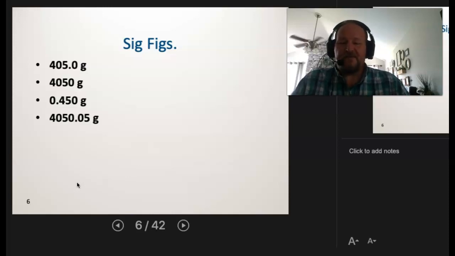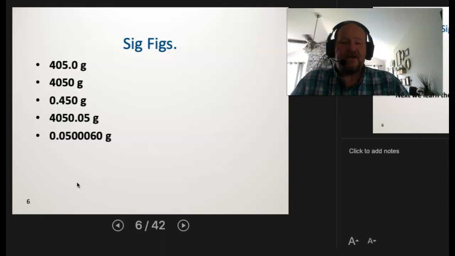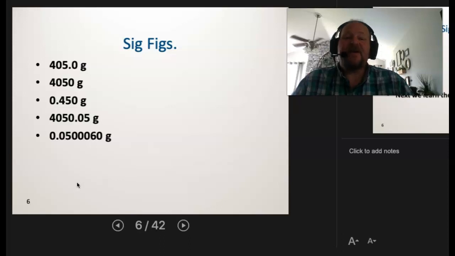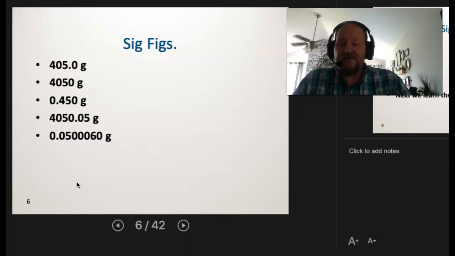How about 4,050.05? Right, now all of them are in between numbers, which means they all count. So this has six significant figures. How about 0.05000060? Well, now we have the first two zeros at the front of the number, again, holding place, telling us where that decimal is. They are not significant. The three zeros between the 5 and the 6 are significant. And finally, we have the zero that follows the 6. It's not needed, and so therefore it is significant. This value then has six significant figures.